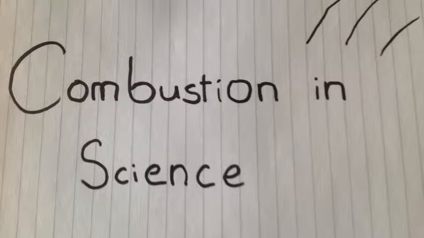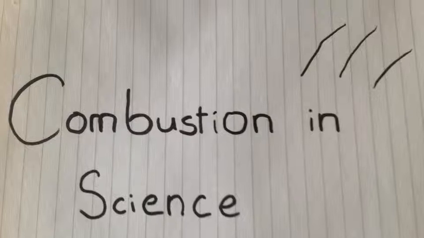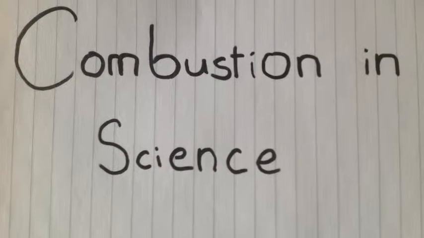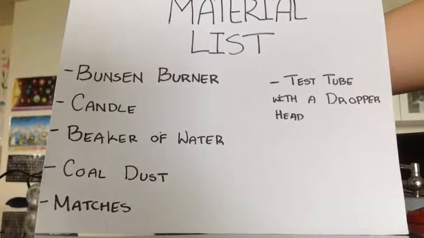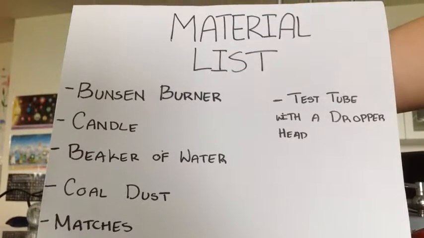In this section of the video, we will be talking about combustion, which is the process of burning something. In class, we did an experiment where we burned a fossil fuel, coal. Here are the materials you need: a Bunsen burner, a candle, a test tube, matches, coal, and a beaker.